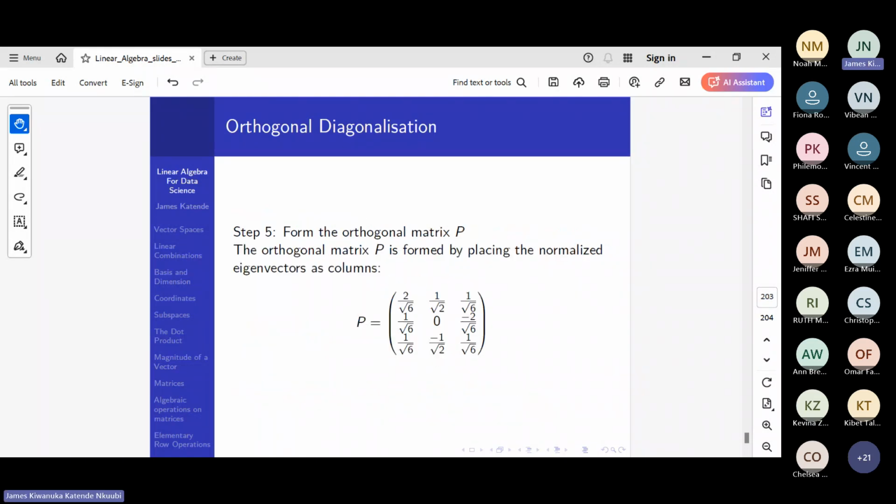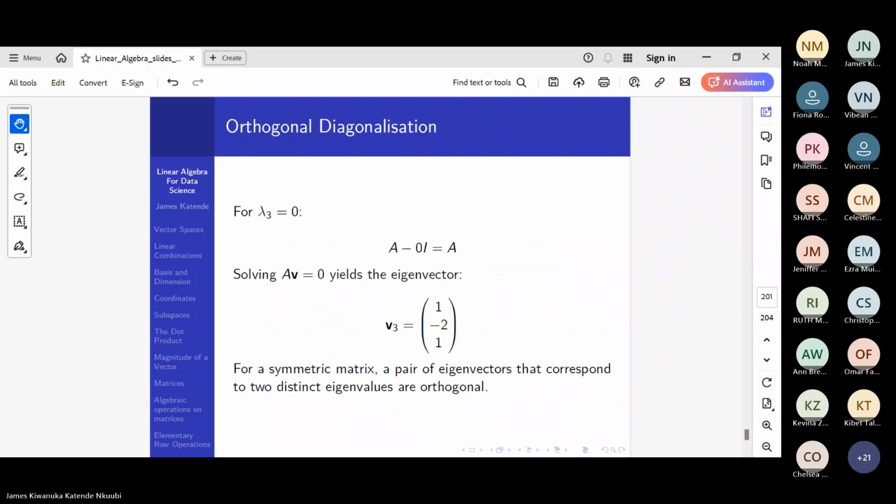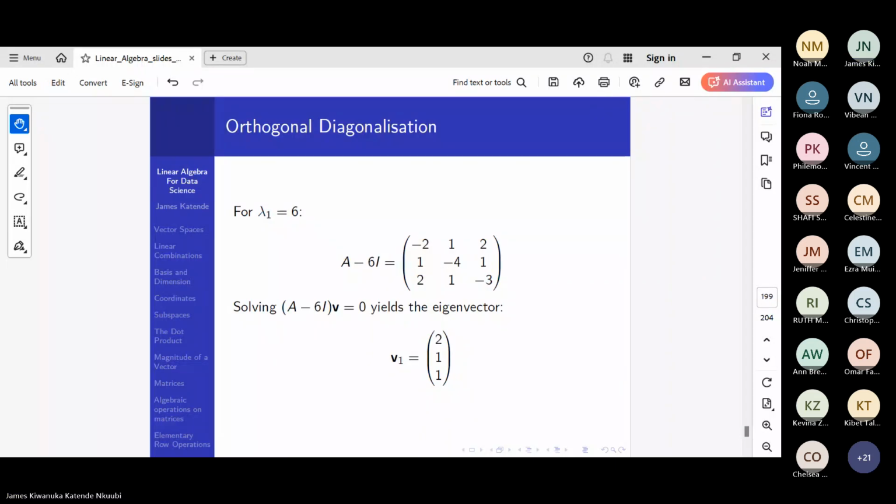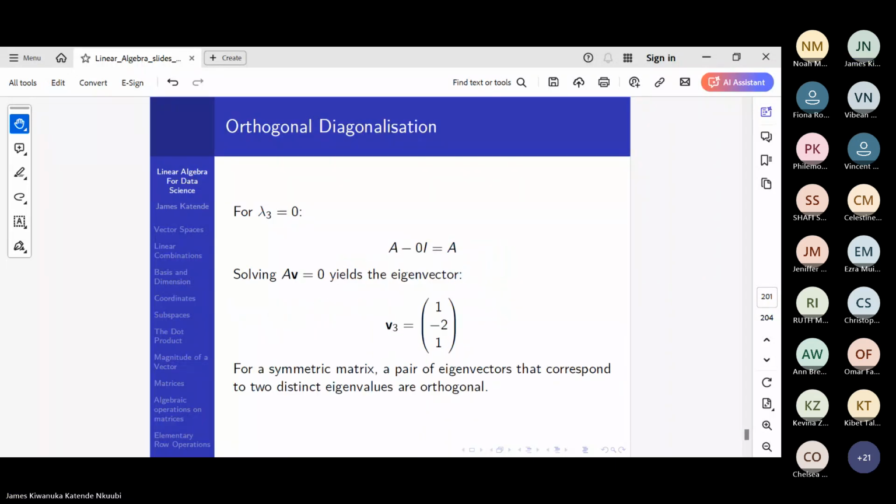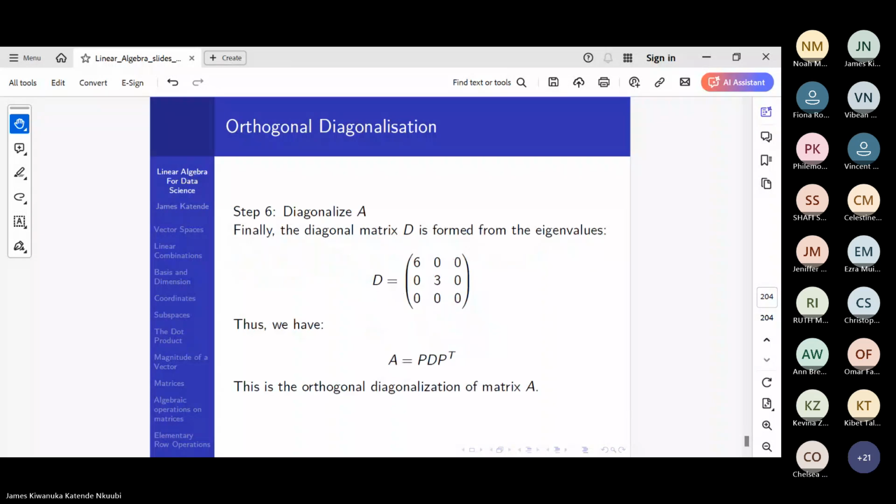So I will have to double check these eigenvectors, especially the first one. So this gives you the orthogonal diagonalization of the matrix A. That's the last thing we are doing for today.